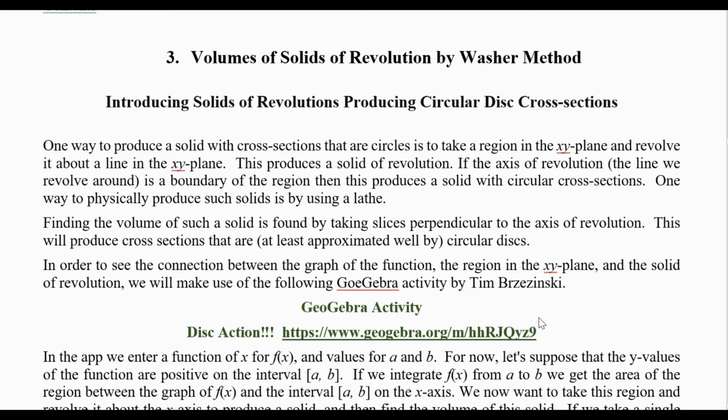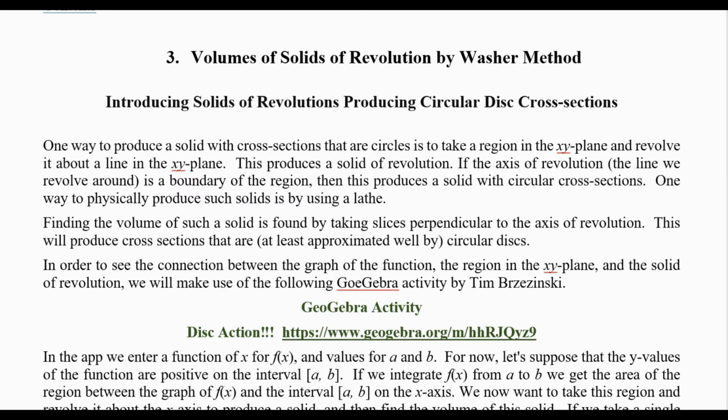So one way to produce a solid with cross sections that are circles is to take a region in the XY plane and revolve it about a line in the XY plane. And this produces a solid of revolution. If the axis of revolution, the line we revolve around, is a boundary of the region, then this produces a solid with circular cross sections.